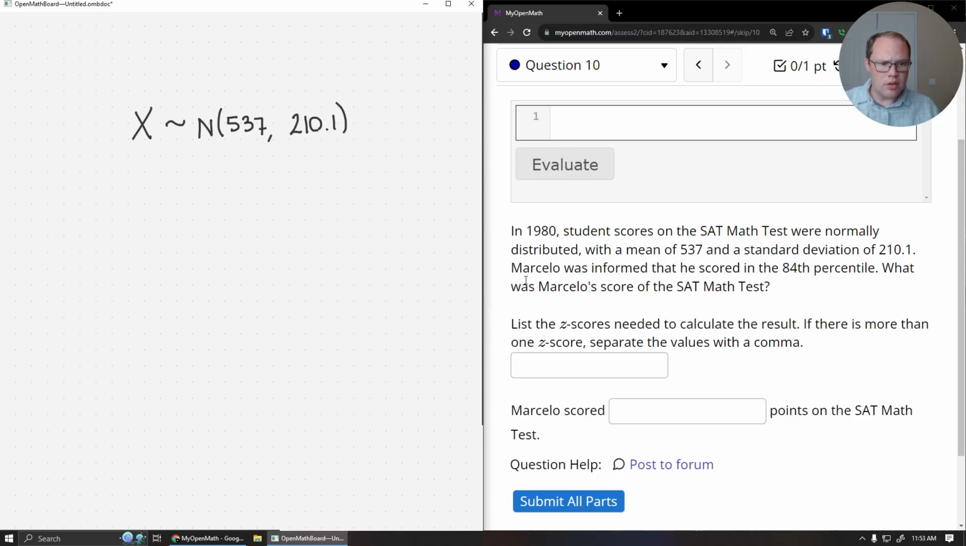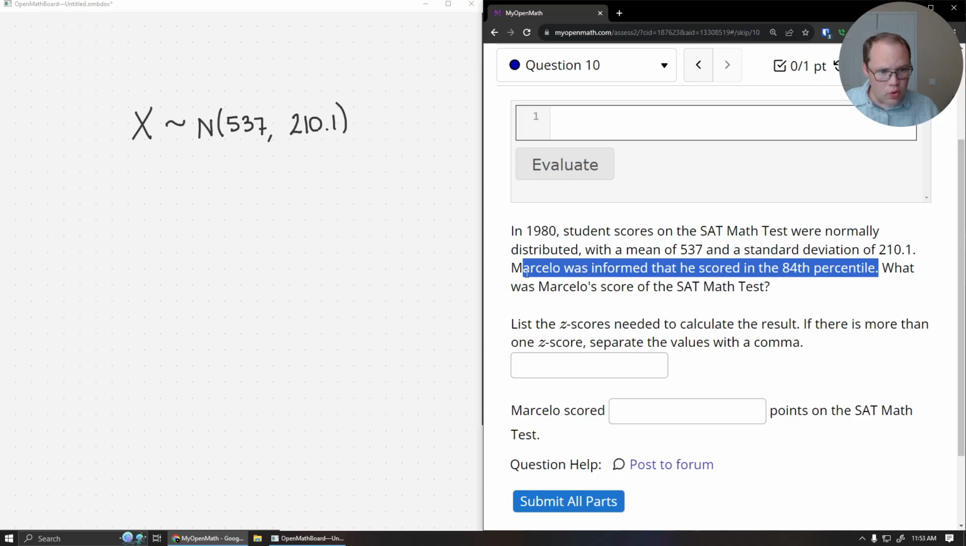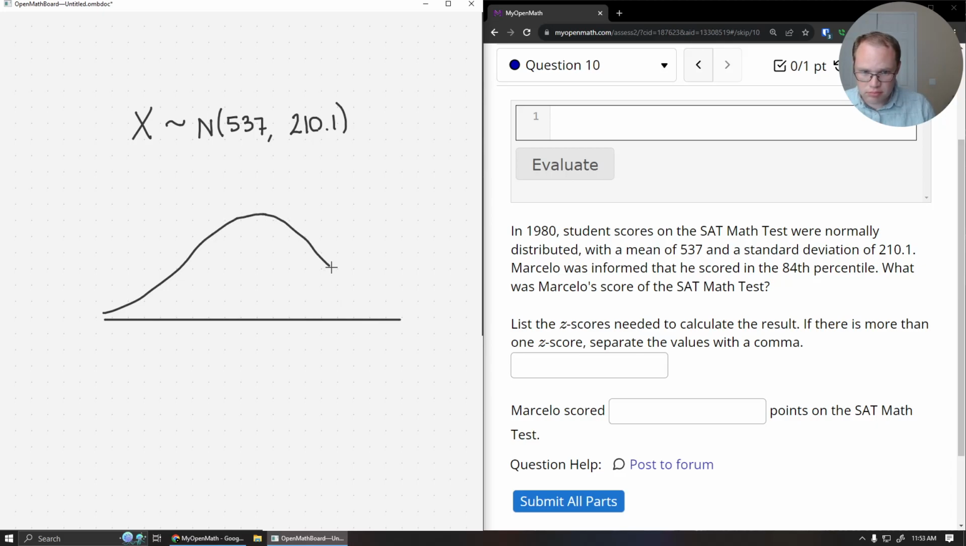We want to know what Marcelo's score on the SAT math test was, and we are told that he scored in the 84th percentile. So remember what the 84th percentile means. That means it is the score that's larger than 84% of the scores. Since we're dealing with a normal distribution with a mean of 537, we want to find the score somewhere over here, some mystery score, so that it is larger than 84%.